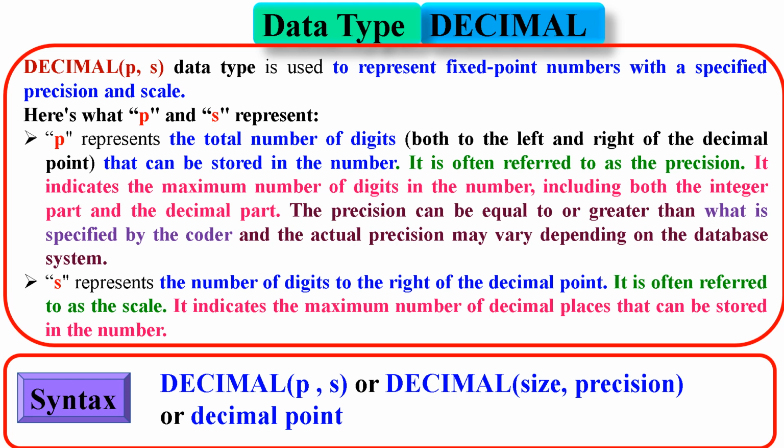S represents the number of digits to the right of the decimal point. It is often referred to as the scale. It indicates the maximum number of decimal places that can be stored in the number. The syntax is decimal of p, s, or decimal of size, precision, or decimal point.